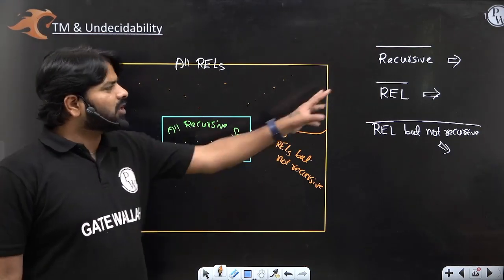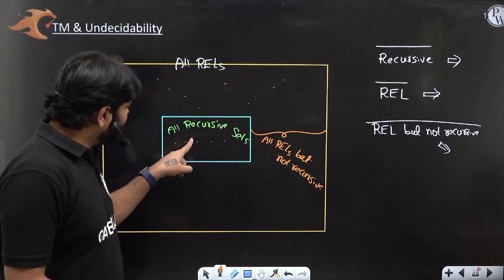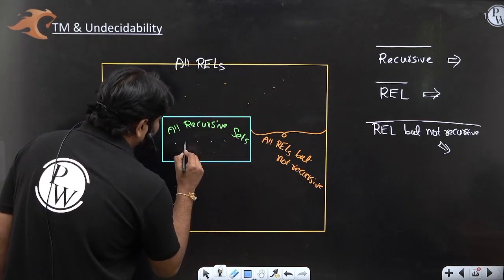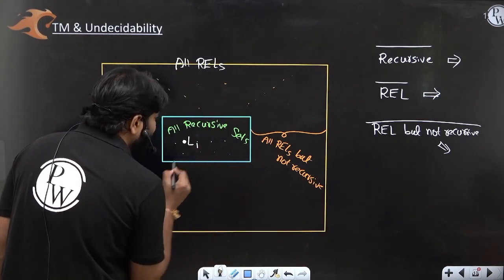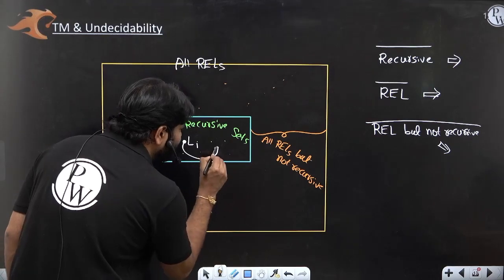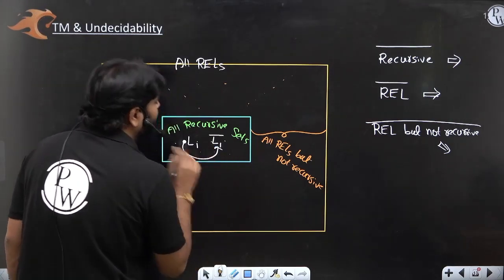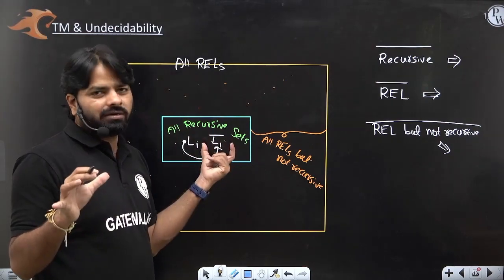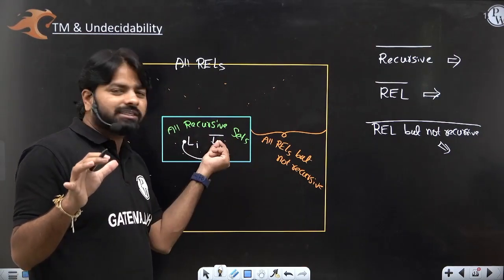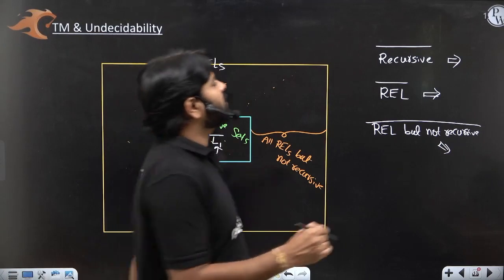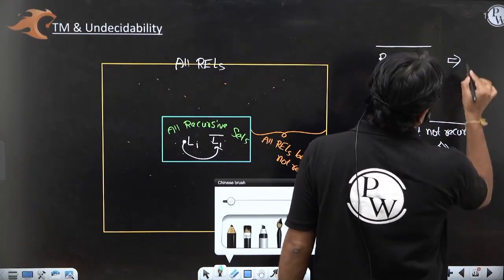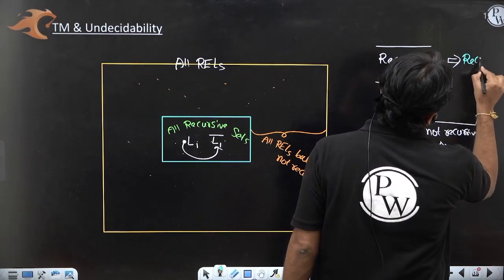Now I'm going to talk about three languages here. Let me take one language here, let's say L1. If I do the complement here, you will get inside itself, because recursive languages are closed under complement. You take any language from here, then do the complement, you will get here itself. So that's why the complement of recursive is recursive.